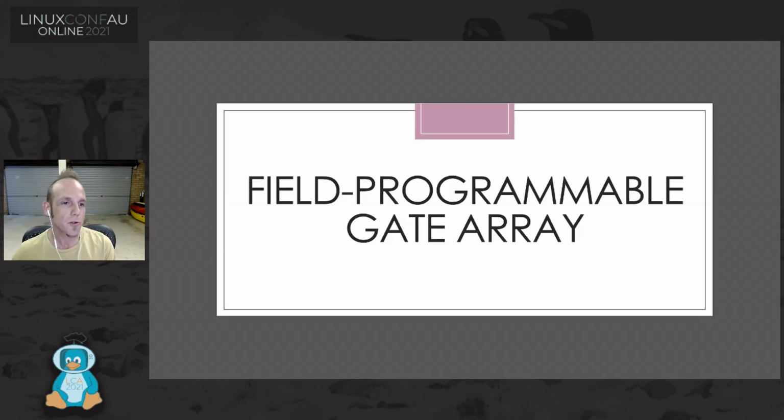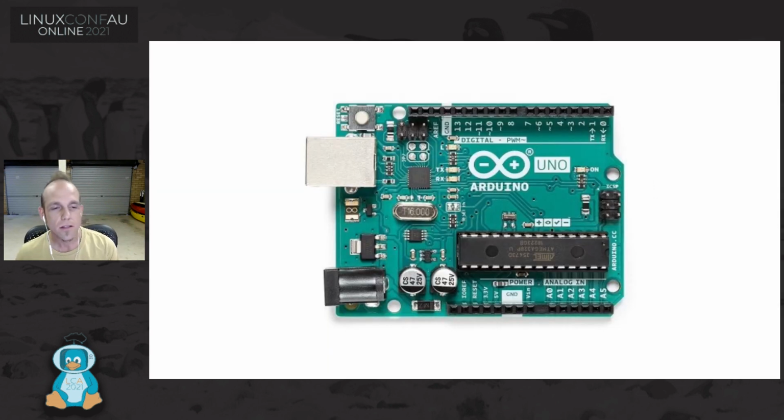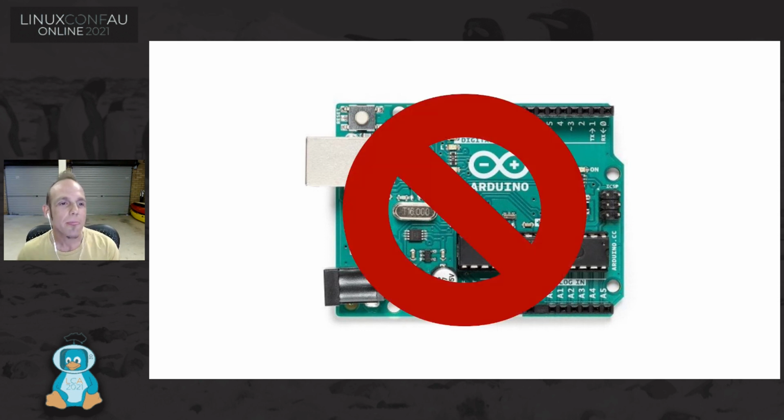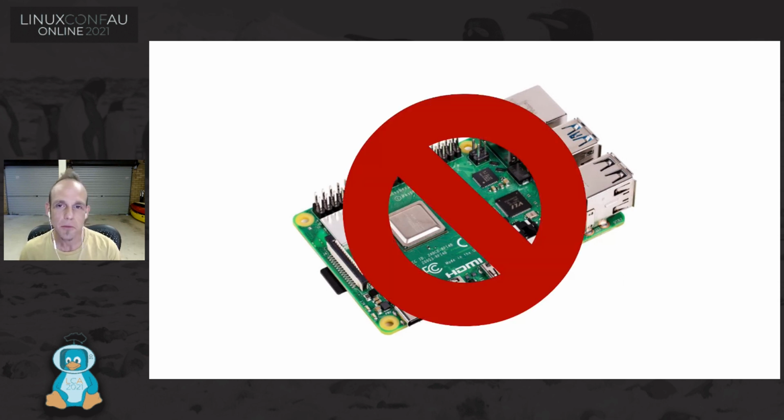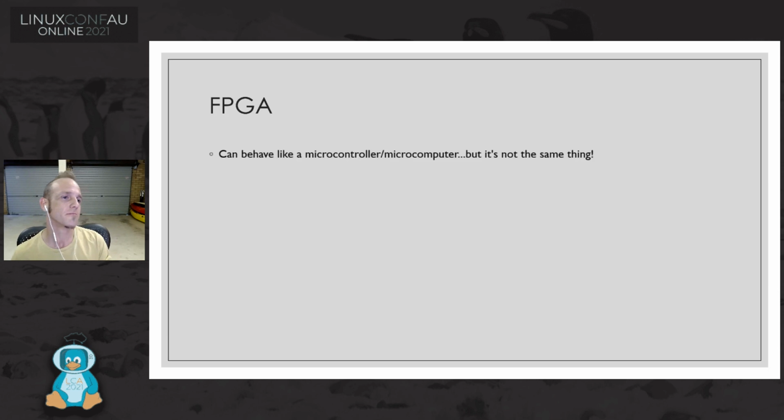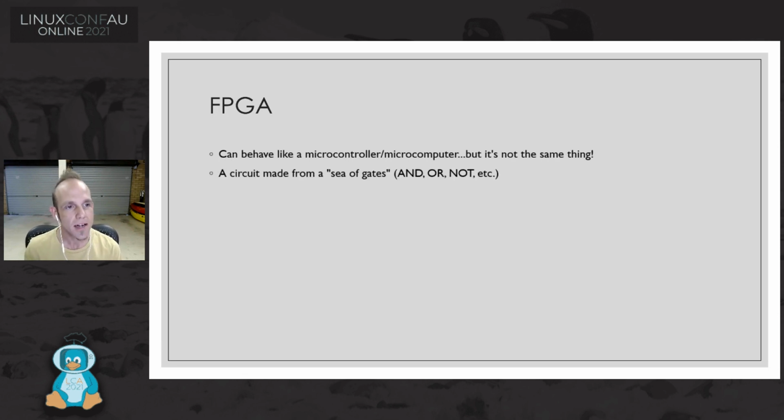So field programmable gate arrays, or FPGAs, what are these things? They're not quite like a microcontroller, like an Arduino. And they're not really the same thing as a Raspberry Pi, which is a microcomputer. So what are they? They can actually behave like either of these things, but they're definitely not the same thing. I like to think of an FPGA as a chip that has a sea of logic gates inside it.